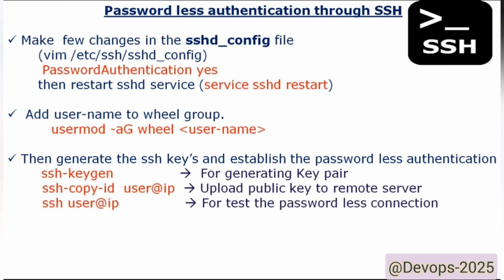That is, PasswordAuthentication we have to make yes. Once the change is done, we have to restart the service. Then finally, as I told, we need to add the user into the wheel group. Then we need to generate the key, copy the key, and check whether the passwordless authentication is happening or not. So this is the procedure. Up to the usermod step, we need to perform on the two servers. Let's jump into the practical session.